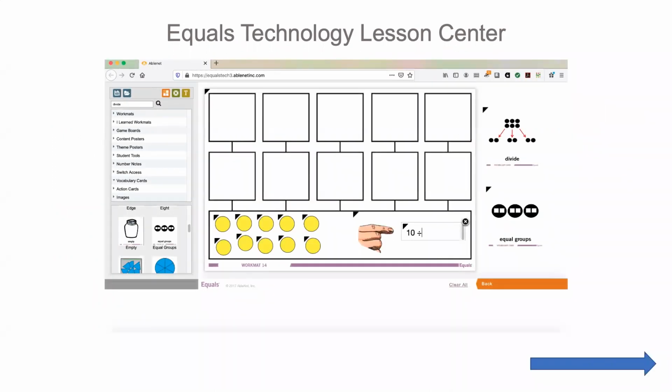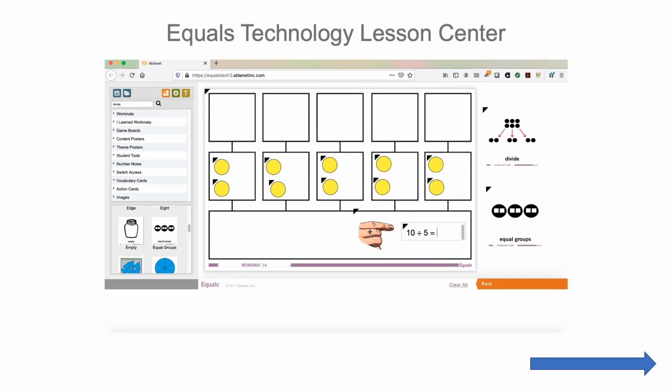Here's an example of how a teacher might use the Equals Technology Lesson Center to demonstrate a work mat digitally. While the teacher is modeling the concept with the digital work mat, students are engaging with actual manipulatives and printed copies of the work mat at their desk. The Equals Technology Lesson Center can be used in a variety of ways to support your instruction.